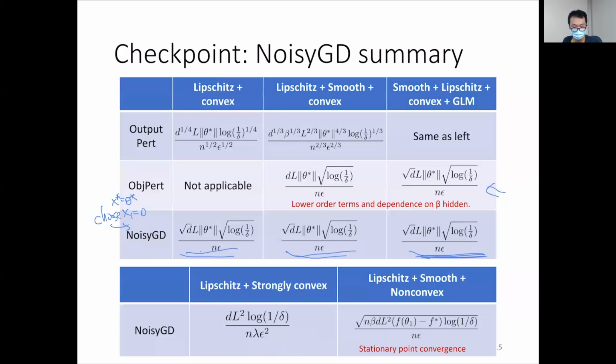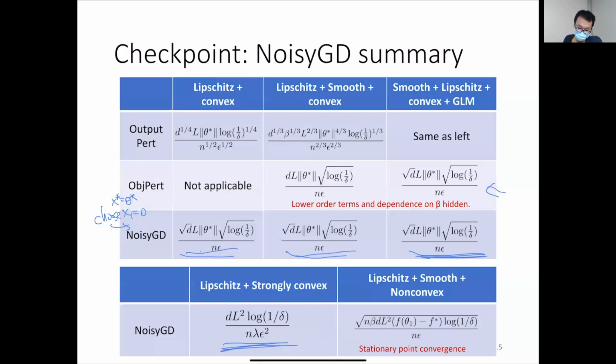And for noisy gradient descent, suppose we just replace this with noisy projected gradient descent, and everything that we've covered so far would apply to that setting as well, without any change at all. So these are the rates that you get from noisy projected gradient descent. And noisy gradient descent can also adapt to strongly convex loss functions, and when things are lambda-strongly convex, this is the rate that you can get.